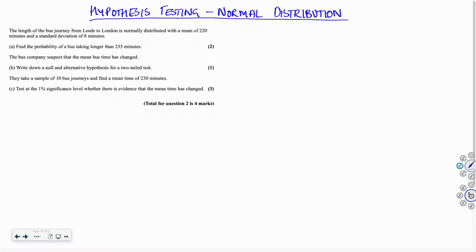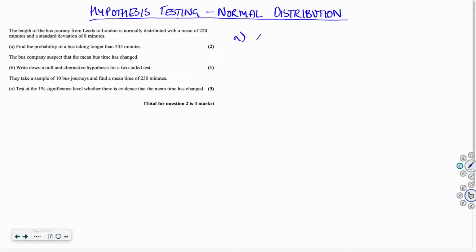So in this video we're going to be looking at hypothesis testing for the normal distribution. The question says the length of the bus journey from Leeds to London is normally distributed with a mean of 220 minutes and a standard deviation of 8 minutes. Part A says find the probability of a bus taking longer than 235 minutes.